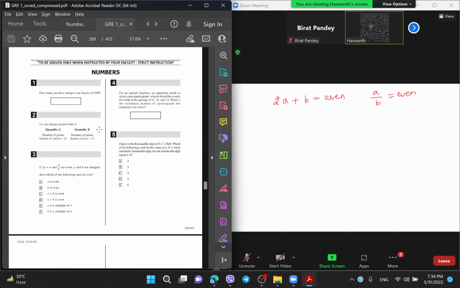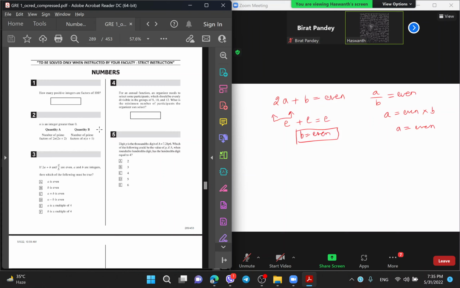Now a is an integer. 2 into some integer will be even. To this even number, if you add even, the resultant value will be even. If you add odd, the resultant value will be odd. And according to him, the resultant value must be even. So b must also be even. So from the given information that 2a plus b is even, what we are finding is b is an even number. Now a by b is also an even number, so a is even into b, which is an even number, into any number, even.